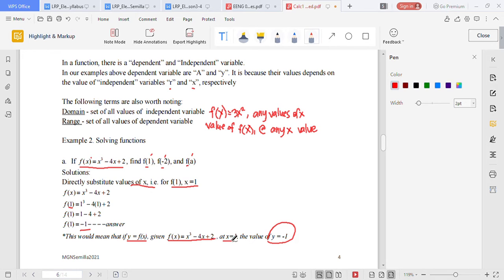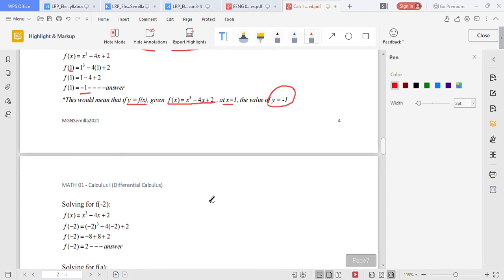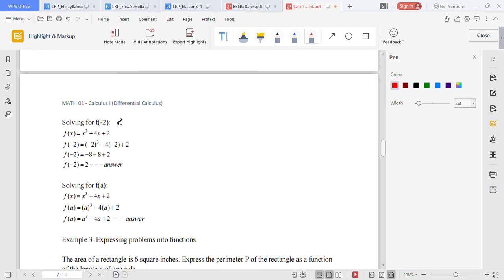For our next example, we are going to solve for the value of f of negative 2. Again, we directly substitute that into the given function. We have negative 2 cubed minus 4 times negative 2 plus 2, and so we have 2 as the answer. Then we have another one, f of a. We just substitute a for x, and thus we have a cubed minus 4a plus 2 as our answer.